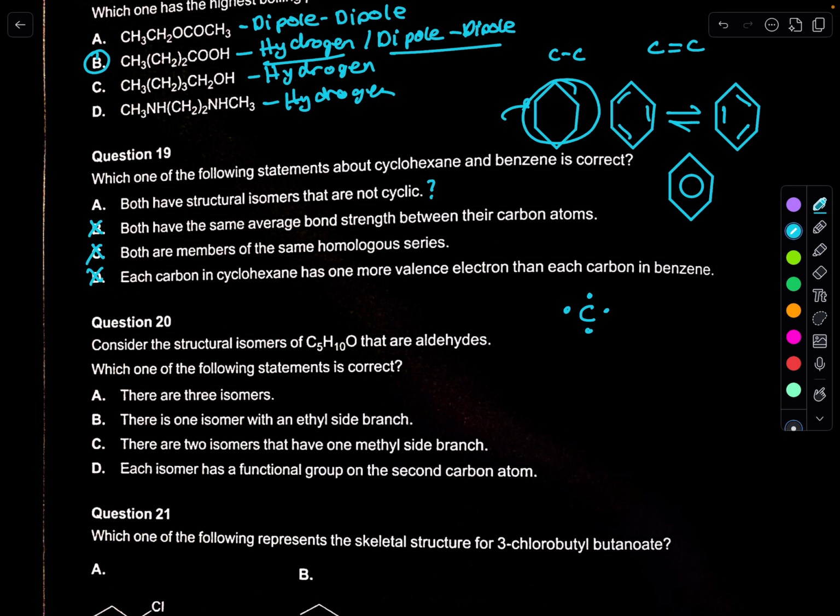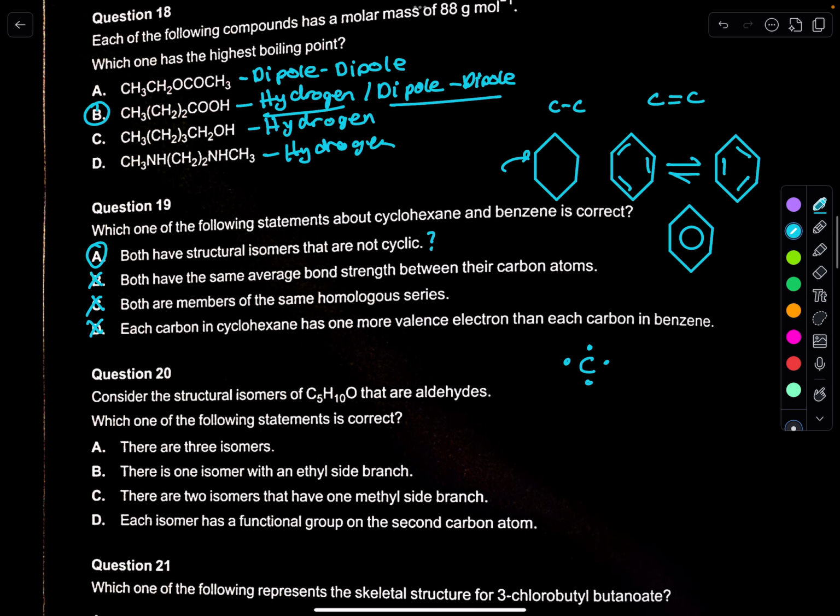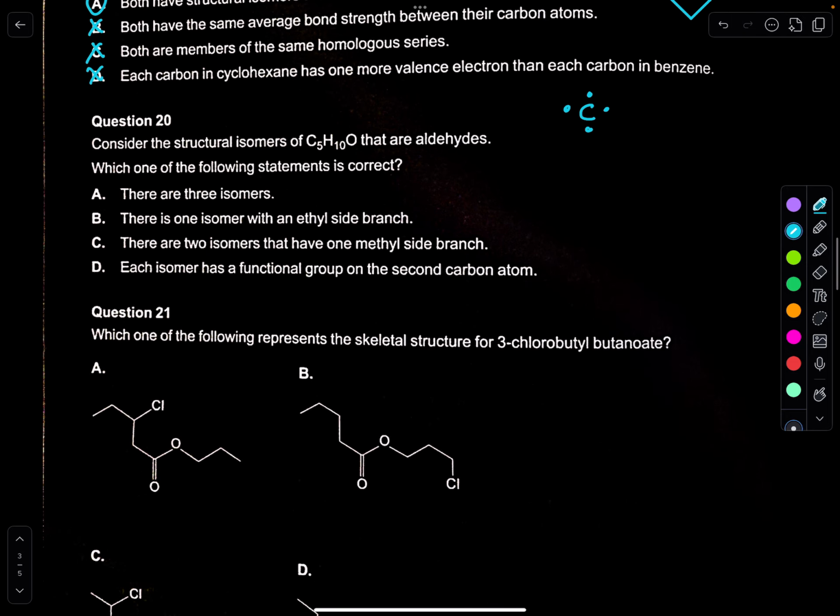This carbon has 4 valence electrons, the carbon here has 4 valence electrons, and the carbon here also has 4 valence electrons. They don't change. One doesn't even have higher, they all have the same. So that's rubbish, so A would be the answer there. I'm not too sure actually if it's A, to be honest. I will probably check after, seeing if there are actual isomers of benzene that are non-cyclic ones.